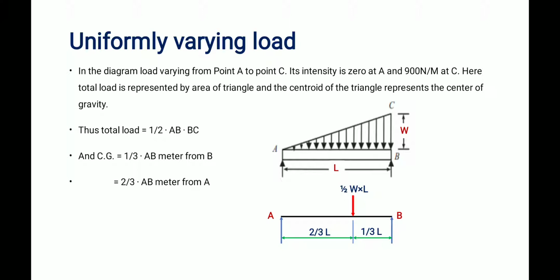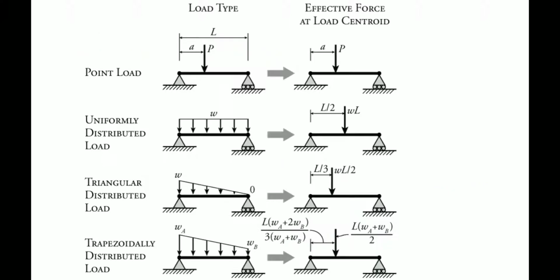From the maximum load point B, 1 by 3 of L, and from the 0 load point A, it is 2 by 3 of the length. At this point only the weight will be acting. The effective point load will be acting at a distance of 1 by 3 of the length from the maximum load and 2 by 3 of the length from the 0 load. The effective point load will be acting there. So with this we have to calculate the other parameters.